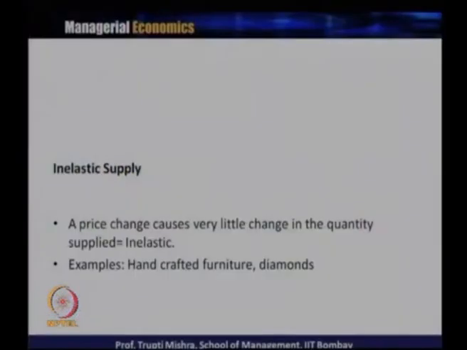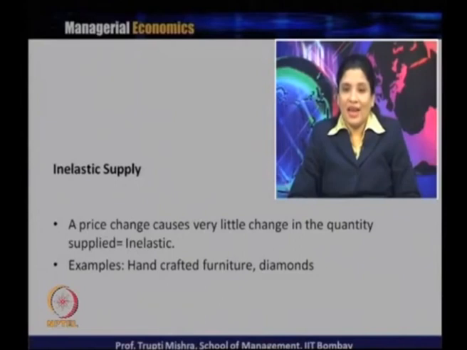That is the reason in case of inelastic supply, the change in the quantity supplied is less than the change in the price. A typical example we can take is handicraft furniture or diamonds. They are high value goods, and even if the price increases, the demand is not going to increase, or maybe it is the time required to produce, because there is always a limited supply. So, even if the price increases, the supplier cannot immediately match the change in the price, and that is the reason this type of goods comes under inelastic supply.